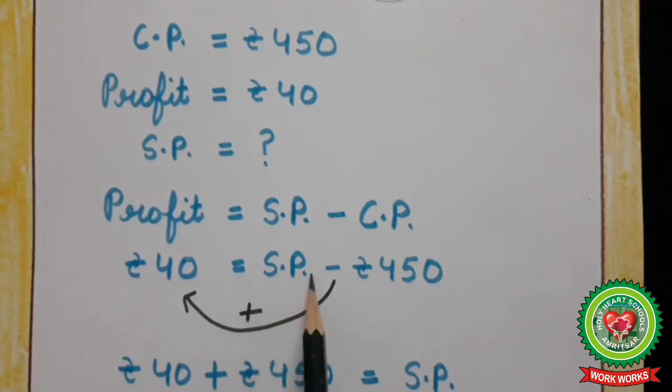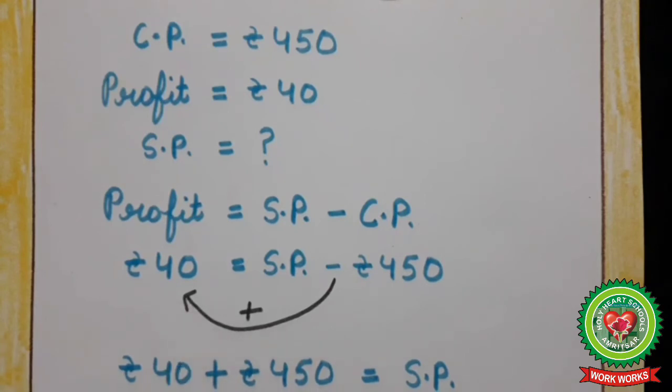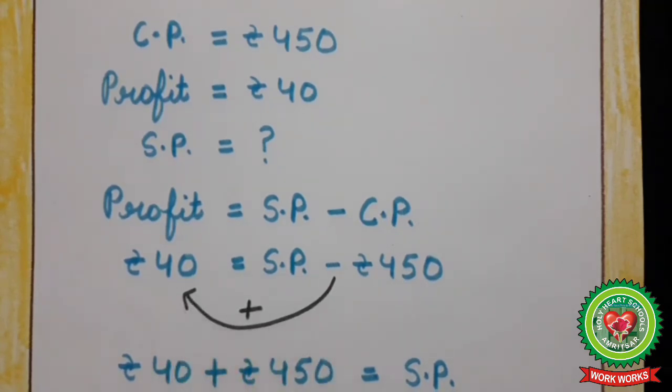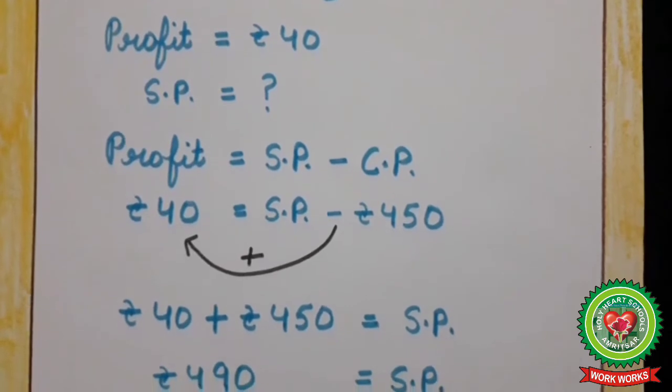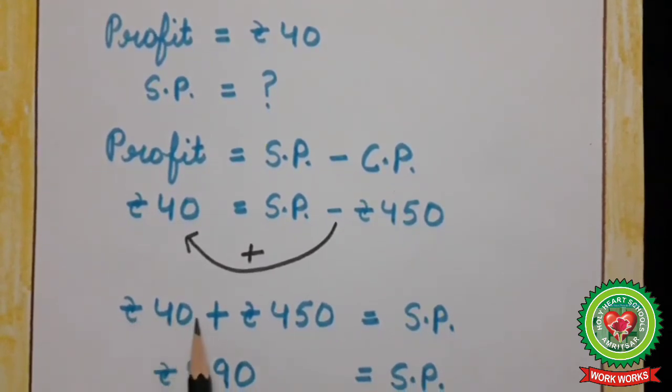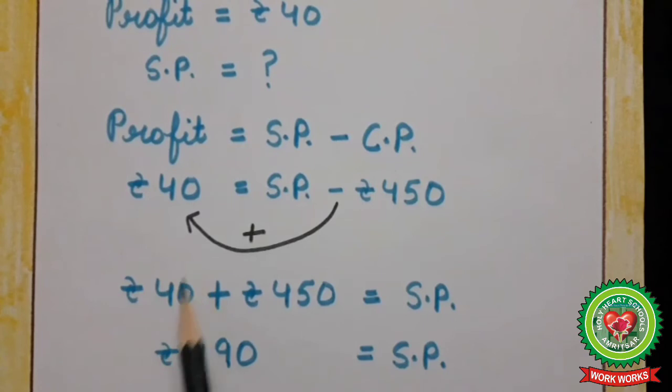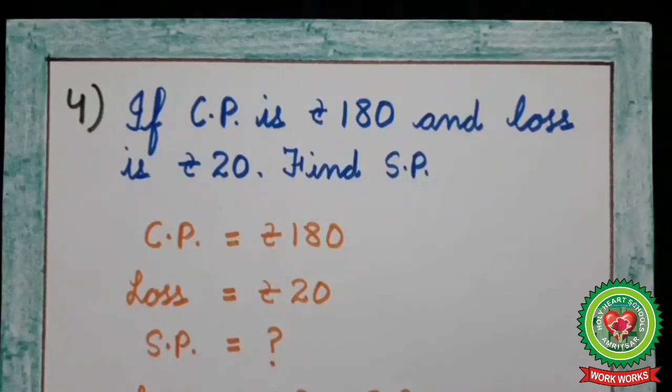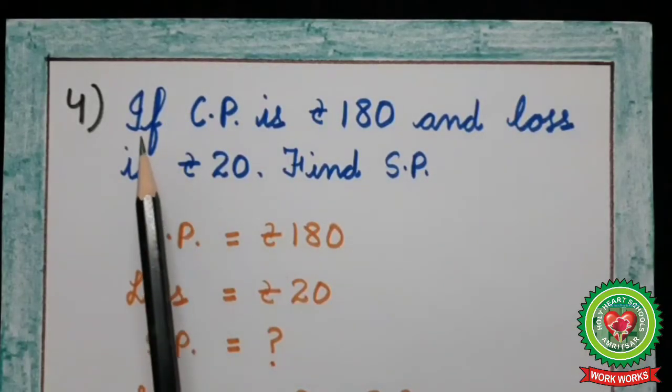Here we need to find SP, so we will shift minus 450 towards the left hand side and it will change to plus. After shifting we get rupees 40 plus rupees 450 is equal to SP. Rupees 40 plus rupees 450 comes out to be rupees 490, so SP is equal to rupees 490, which is our required answer. Let's move towards one more example.